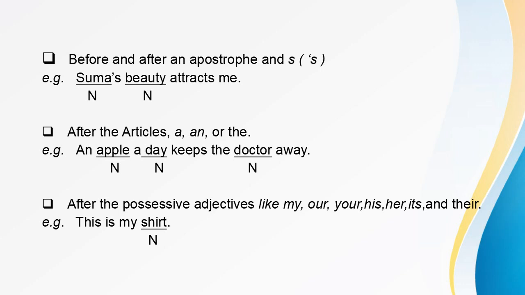Here the shirt is used after my, so the word shirt must be a noun. These are your shoes. Here, shoes is the word which is used after the possessive adjective your. So shoes must be a noun. It is her book. Here the word book is used after her. So her is a possessive adjective and book is nothing but a noun.